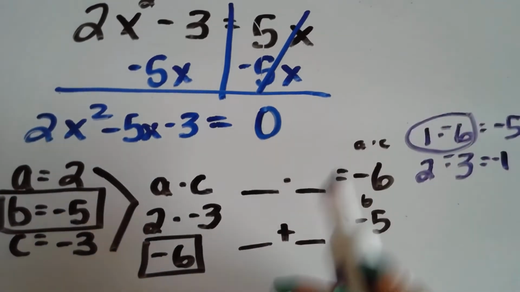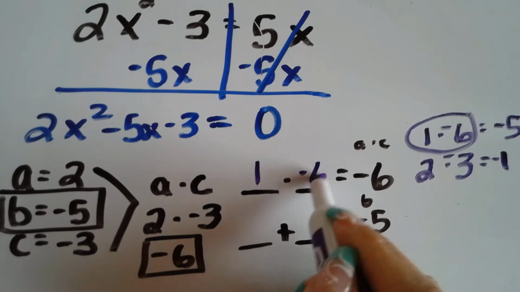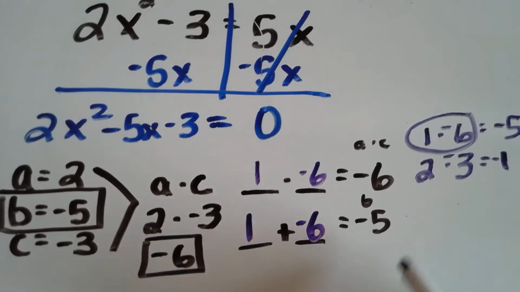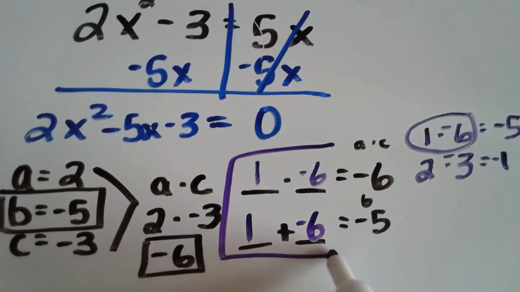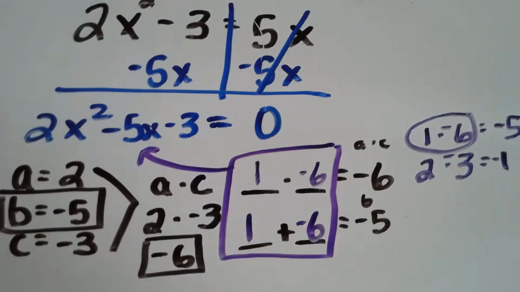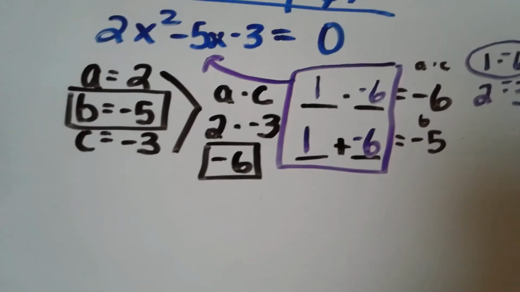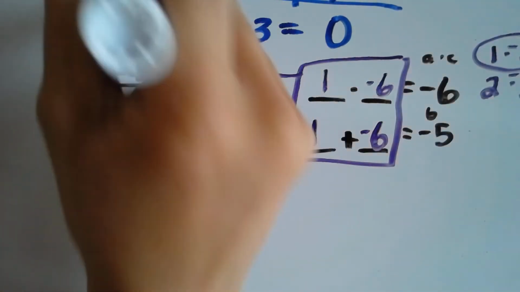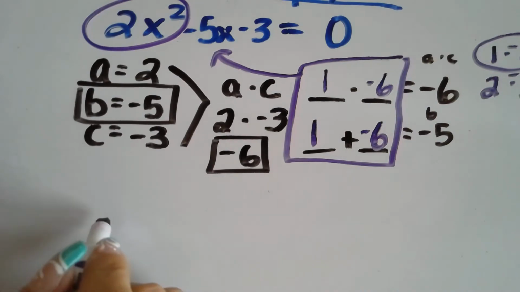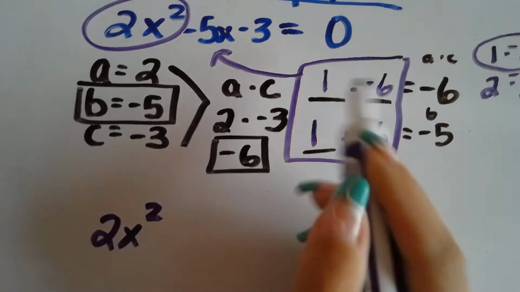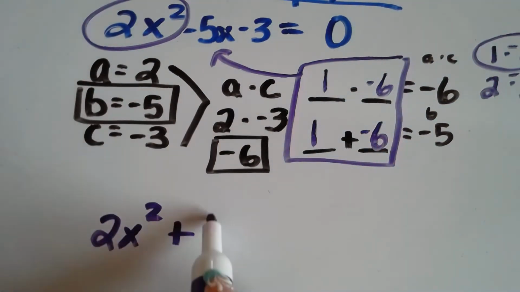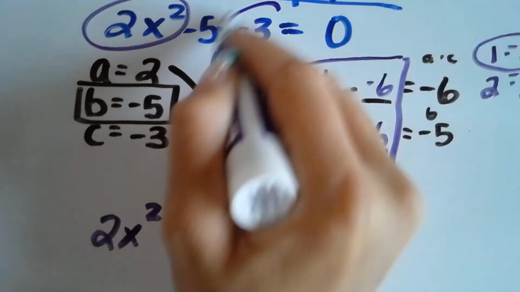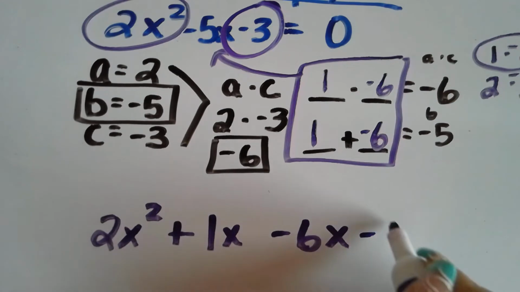So we're going to put in our blanks: 1 times negative 6 gives us negative 6, and 1 plus negative 6 gives us negative 5. And remember, the point of finding these numbers is that it replaces that b value, okay? So now let's get into factoring by grouping. We're going to take our a, keeping our a, it's 2x squared, plus 1x, minus 6x, and then we take our c, minus 3.